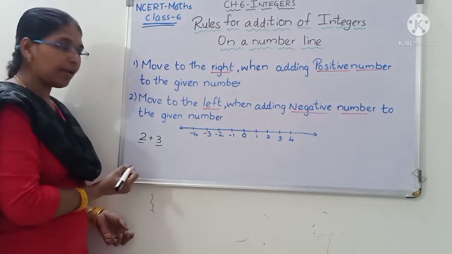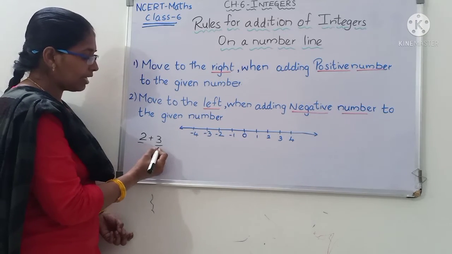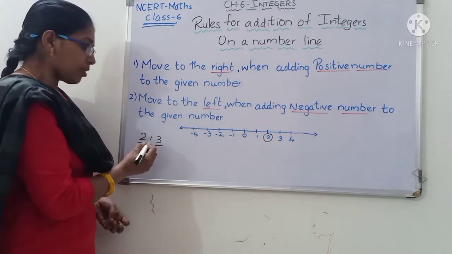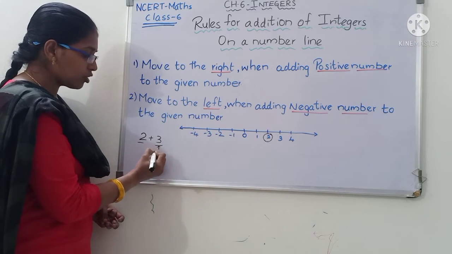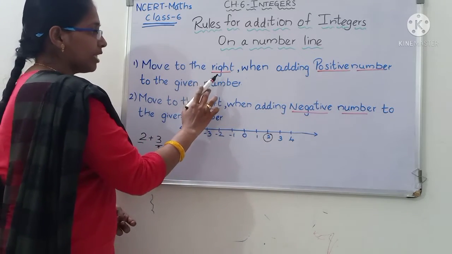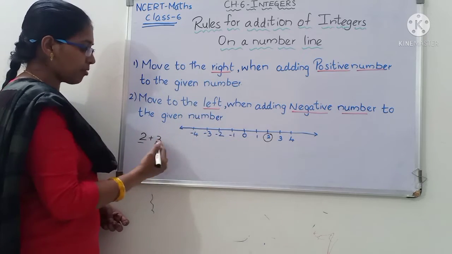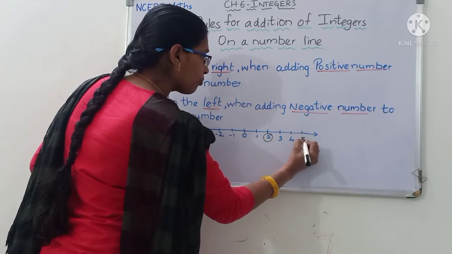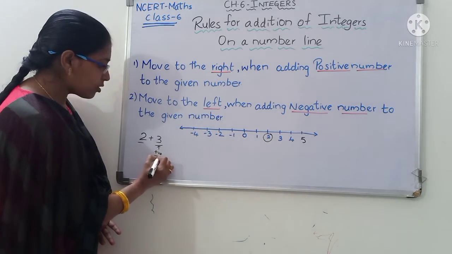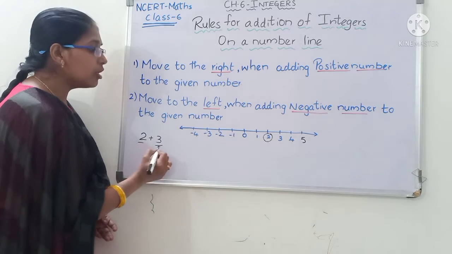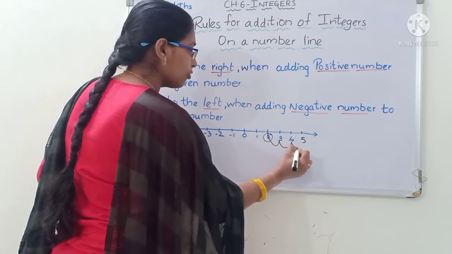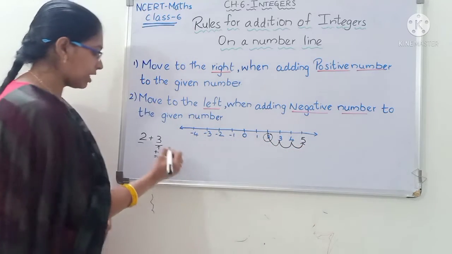2 plus 3. You need to add 2 plus 3. So, for 2, you are adding 3. First, locate 2 on the number line. 2 is here. Then, you are adding 3. 3 is a positive number. So, when you are adding a positive number to the number given, then you should move to the right from the given number. So, from the given number 2, move 3 steps to the right. As positive number is added to the given number, you should move 3 steps towards right. 1, 2, 3, 5. You get 5 as the answer.